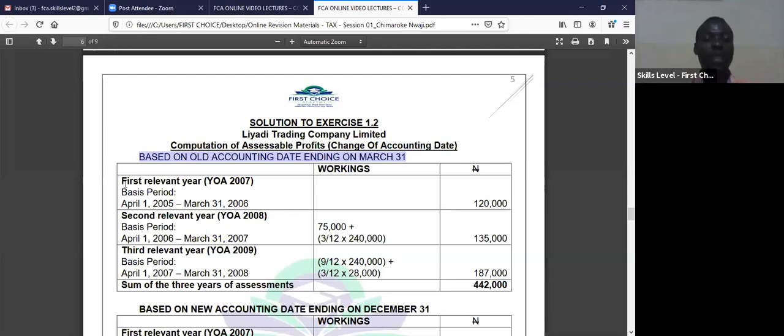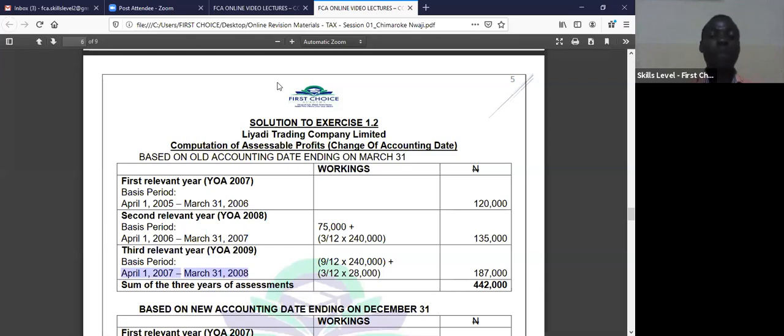So if you look at it, your first relevant year, which is 2007, was April 1 to March 31st, 2006. Your second relevant year is April 1, where this one stops, it continues. April 1, another 12 months to March 31st, 2007, preceding year basis. The third year is where this one stops, this one will start April 1, 2007 to March 31, 2008, preceding year basis. That is fine. So now let's work it.